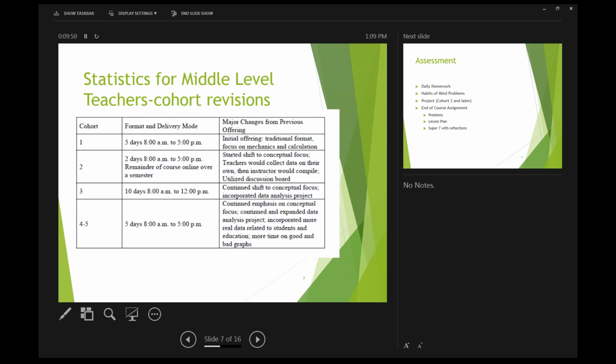Cohorts 4 and 5 were back to 5 days, 8 hours a day. We continued and expanded that data analysis project. We incorporated more real data. We continued to emphasize concept over calculation.